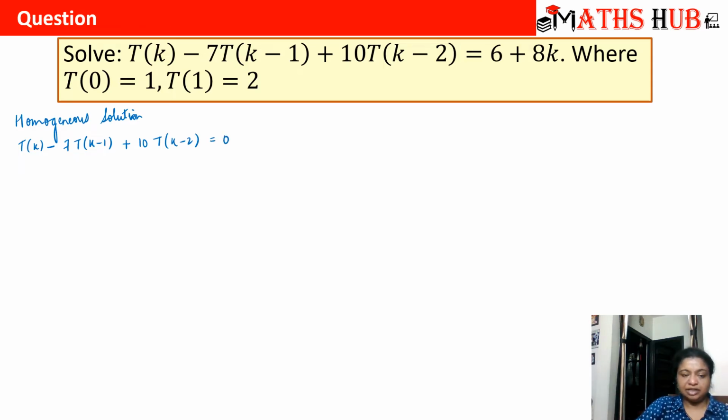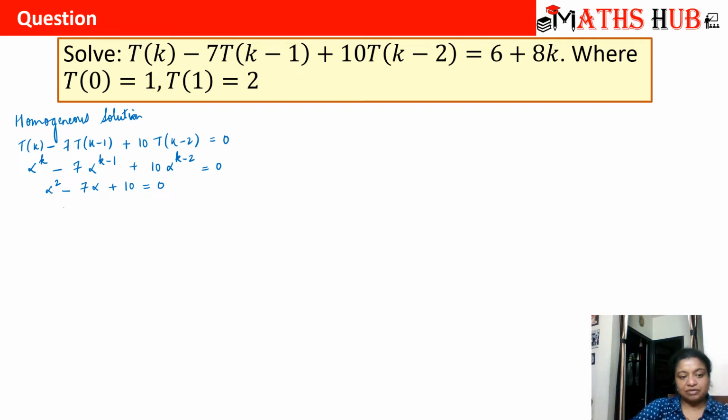Then, if you remember yesterday's method, we will replace t_k by alpha raised to power k, minus 7 alpha raised to power k minus 1, plus 10 alpha raised to power k minus 2, equal to 0. So you can take out alpha to the power k minus 2 common from all. Whatever is left in the brackets, I'm just writing that term: alpha square minus 7 alpha plus 10 is equal to 0. So now this is my characteristic equation, and let us solve it to get the characteristic roots.